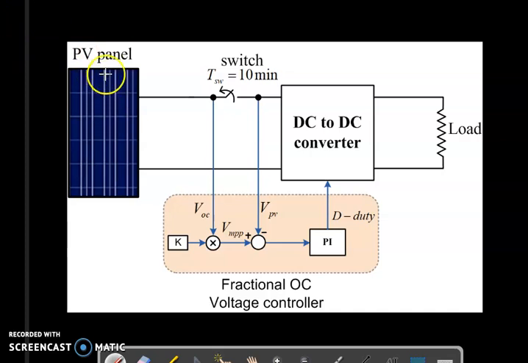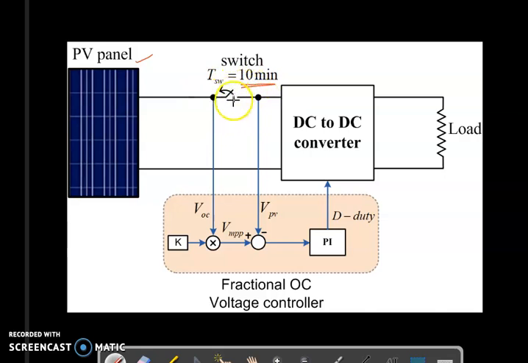So here we can see that a solar PV panel is directly connected to a switch. This is just a schematic diagram, and here we can see a DC to DC converter, and a load is connected across the converter. The switch is opened every 10 minutes. That is the switching interval of this switch, because we need to measure the open circuit voltage.